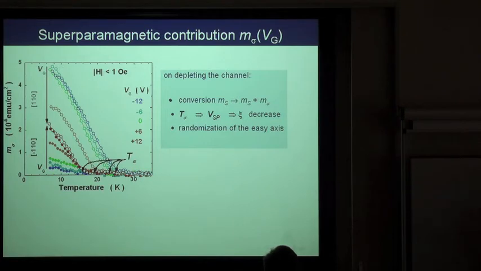What happens if you change gate voltage is plotted for various orientations of the magnetic field to see the contribution from regions oriented in different crystallographic directions. And the message from this kind of measurement is that the relative contribution of the superparamagnetic part is increasing. If we deplete the channel, we have more and more superparamagnetic contribution. And also we see that the size of the superparamagnetic region decreases if we deplete the channel of holes. And also, if we analyze this curve, we see randomization of the easy axis.